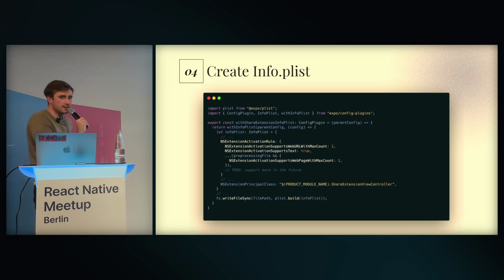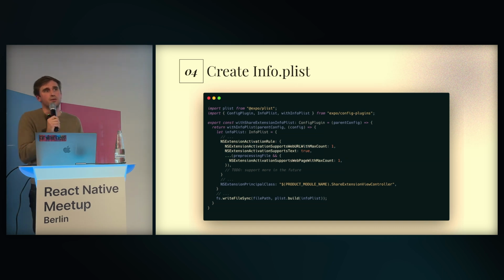And the next thing that we have to do is create an info plist for the share extension, because as I said, it's kind of its own little app. So it has to have everything that the main app has as well. And one thing to note here is something that's normally not in the info plist of the main app is this NS extension activation rule key. That's really important because that tells Xcode or iOS where you want this share extension to be triggered on.